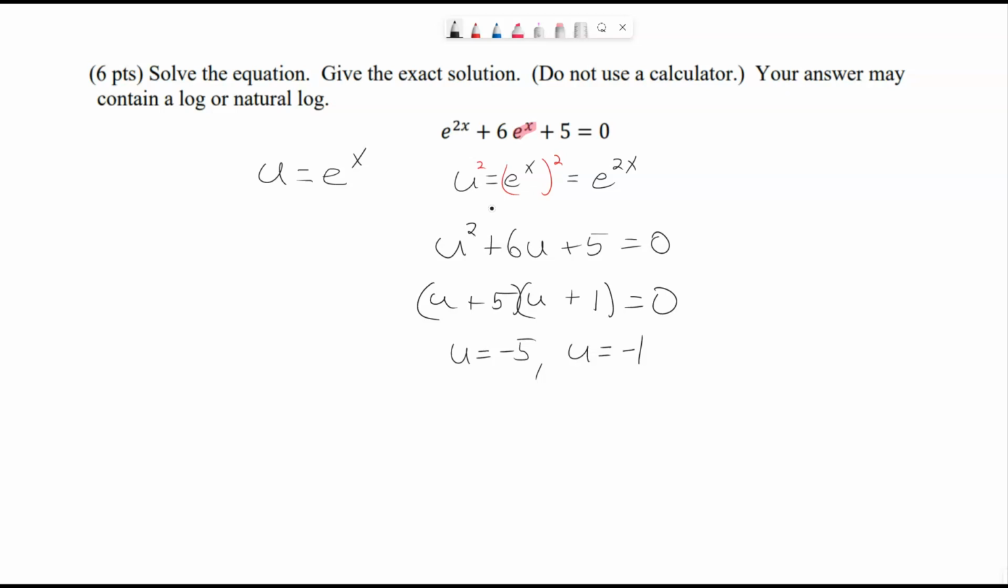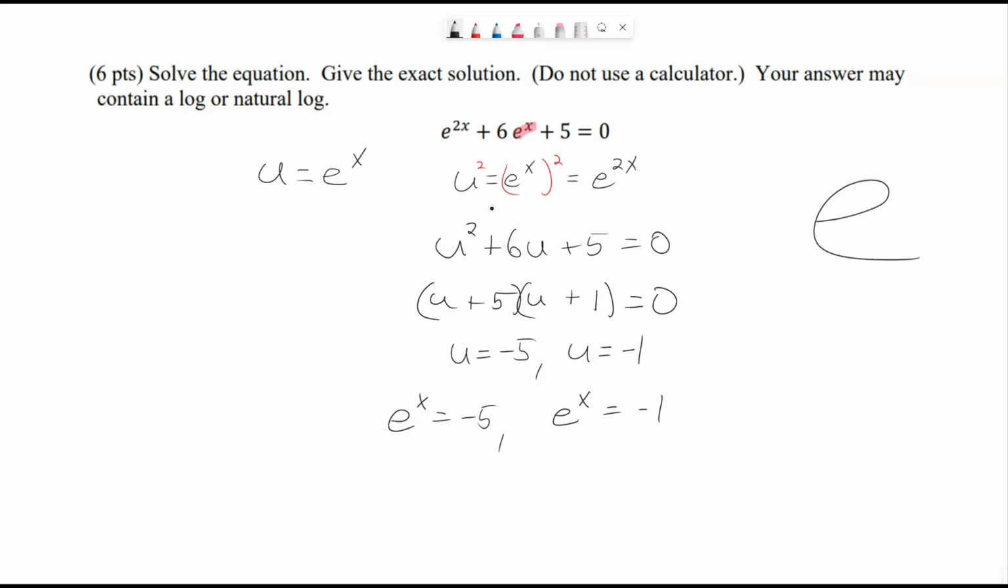However, we started with an x question. So we now have to go back into, wait, what was u? u was e to the x. e to the x equals -5, and e to the x equals -1.